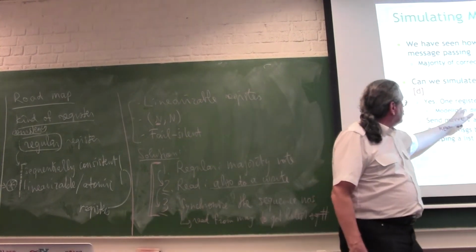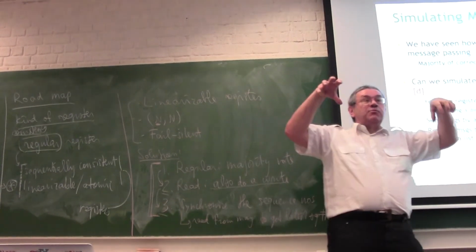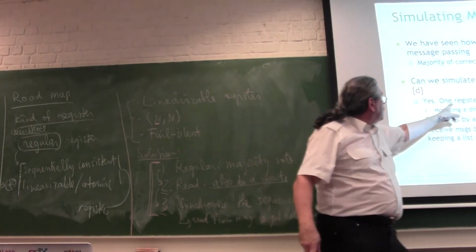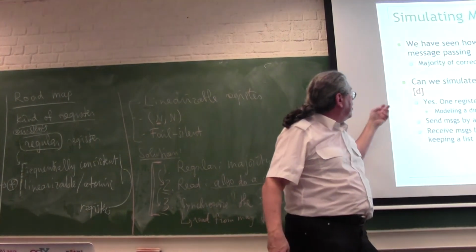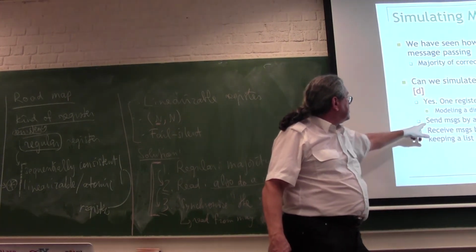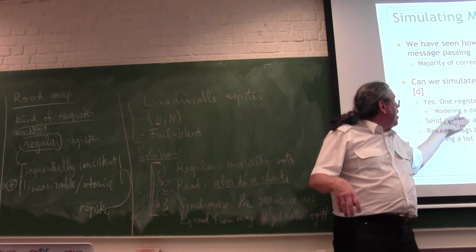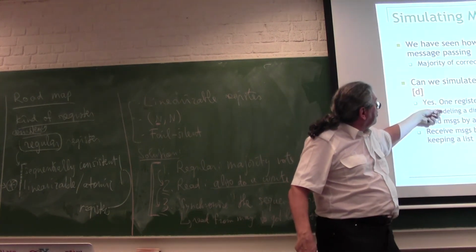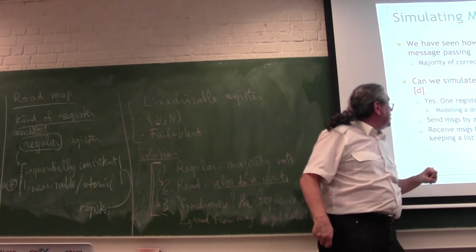For example, you can store the channels between two nodes. There are actually messages in there. You can store them in memory, a register for every channel. Send messages by appending. So basically you have to implement the network in a sense: every channel between every two nodes, A to B.